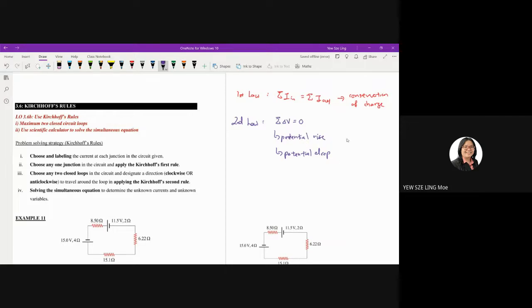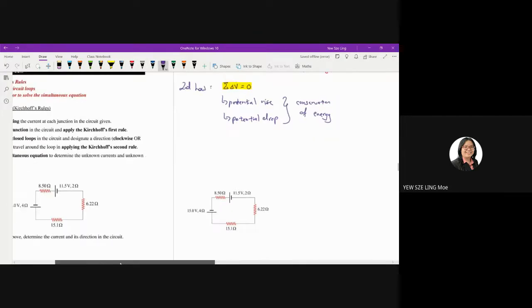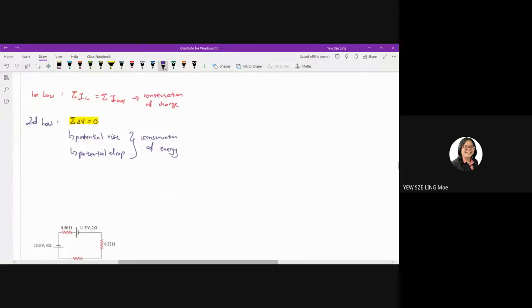Now, potential is related to energy. So the total potential rise must equal the total potential drop. In this case, we say it obeys the conservation of energy. All right, total potential rise should equal the total potential drop. That's why when you add them up, they give you a value that equals 0. So now let's look at an example. I'm going to show you how to determine the sign convention from the second law.